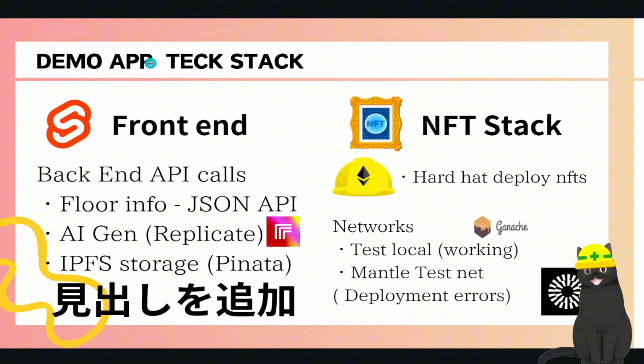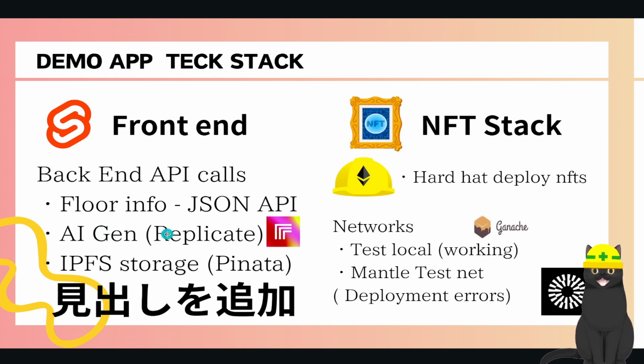So the tech stack of this app is mostly coded in SvelteKit as the front end, and also useful for the back end APIs, as we can use SvelteKit to really easily link the floor information. I set up an easy JSON API using SvelteKit and TypeScript to just call a JSON file, select the room, and get the information about the room very easily. And the AI generation can also be done with TypeScript with SvelteKit.